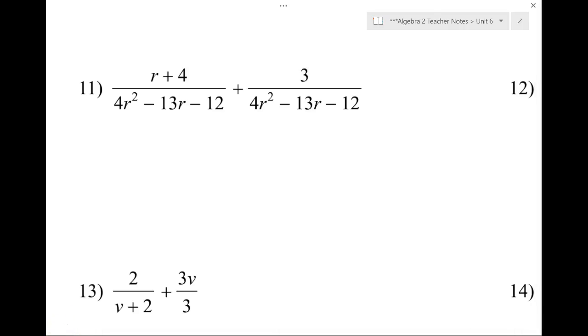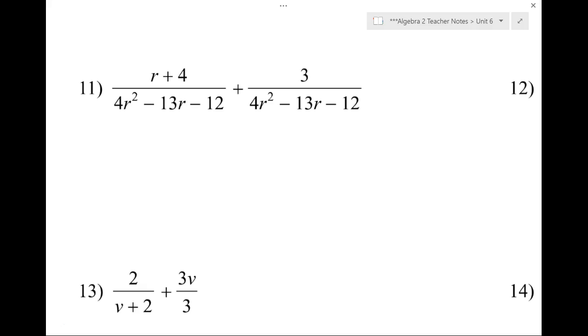Hey Algebra 2, welcome back to unit review of Unit 6, Rational Functions. We're working on page 2, so we're going to continue on the back side of your review sheet. So now, in this problem, number 11 on the back side, we're going to add two rationals.